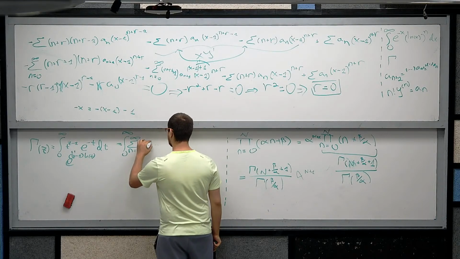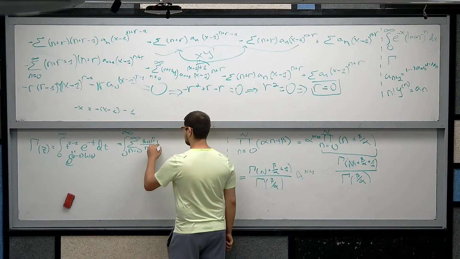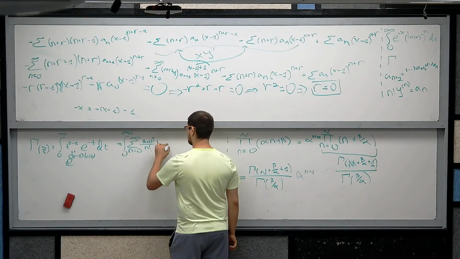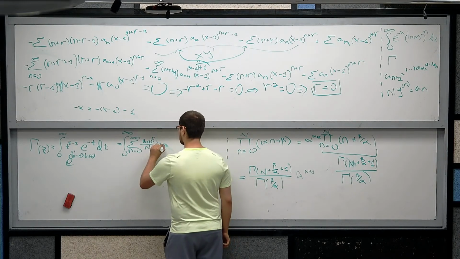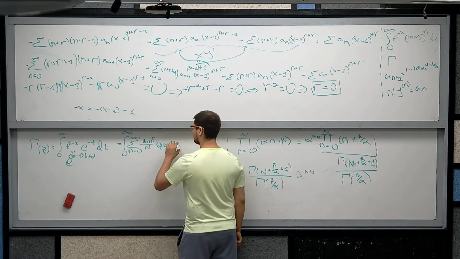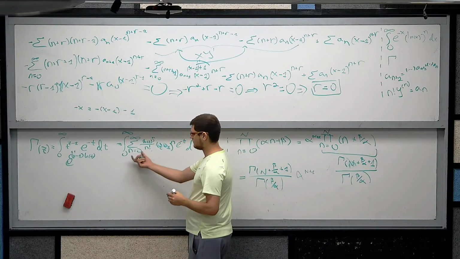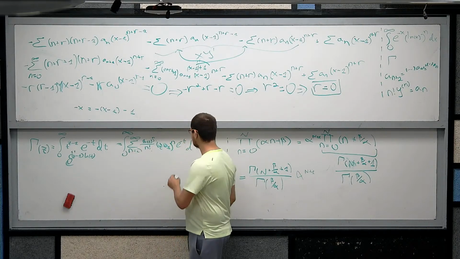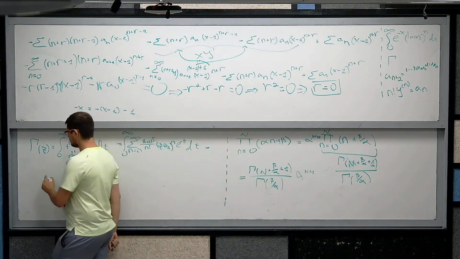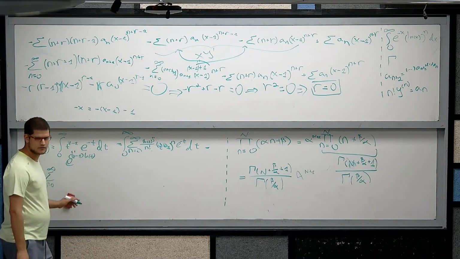ln t to the n divided by n factorial, times z minus 1 to the n, e to the minus t dt. Then just switch those things, and then we actually get the Taylor expansion of the gamma function.